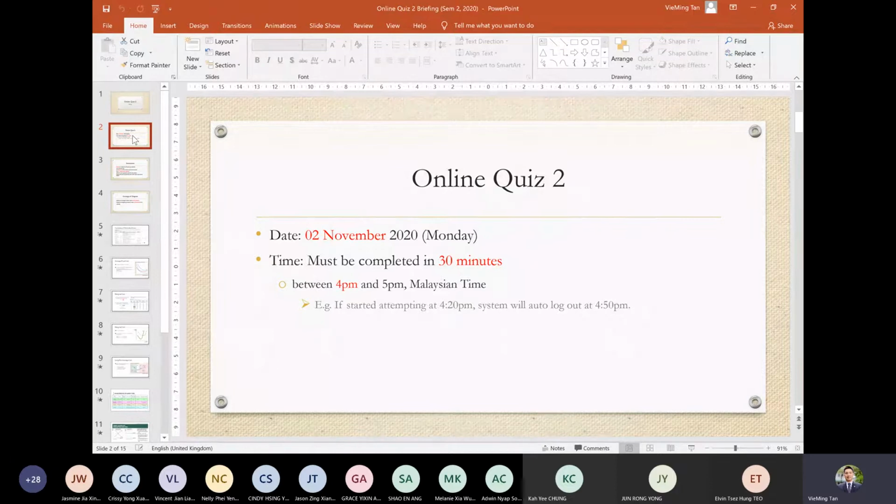For instance, if you start to attempt the quiz at 4:20 p.m. on Monday, then you'll be allowed to occupy the time until 4:50 p.m. on the same day. Why? Because after 4:50, the system will automatically log you out, so you need to complete the online quiz 2 by then. So far, any question on the time to attempt the quiz?